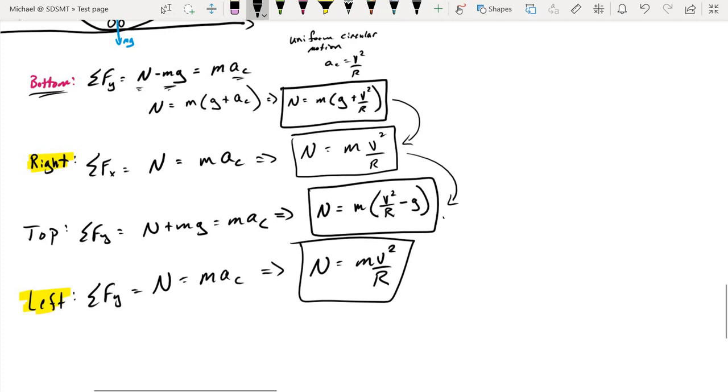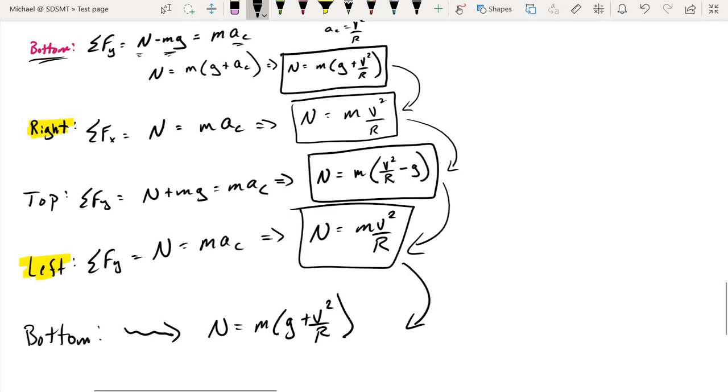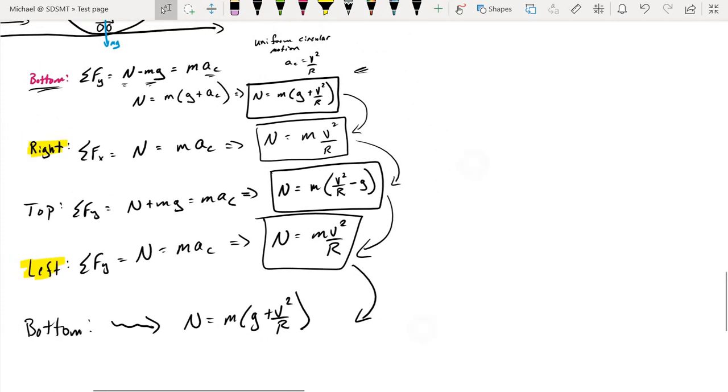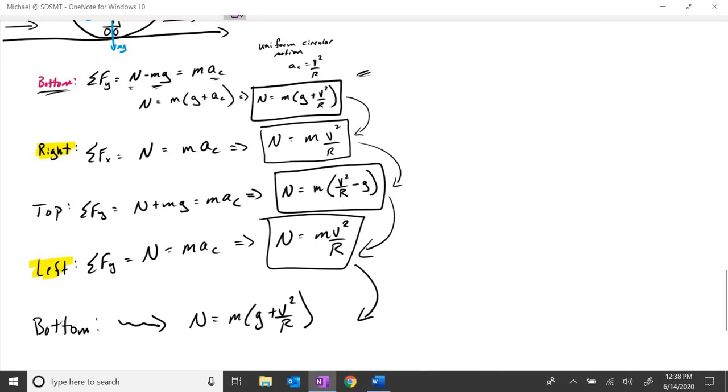And then the next thing that would happen, since we are going around in a circle, is that we would eventually end up back at the bottom of the track again, which would reproduce the same expression that we have at the bottom of the track, way up here. But this tells us something kind of interesting, since the normal force is constantly changing as we go around the circle.